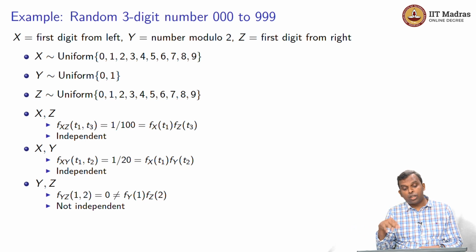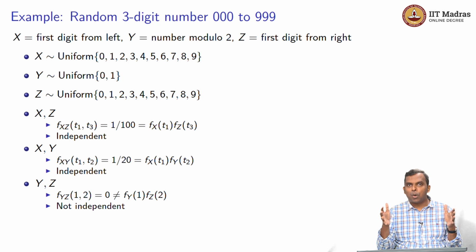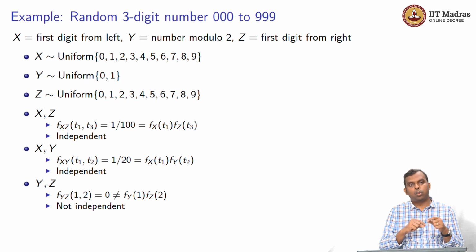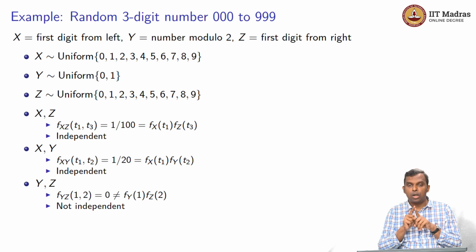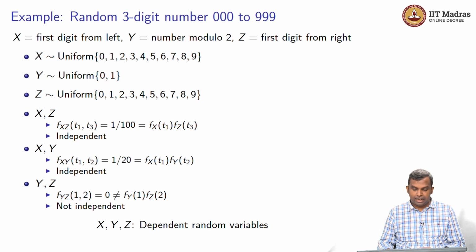On the other hand, the product of the marginals will work out to be 1 by 2 into 1 by 10, which is 1 by 20. So in this case, you have this problem that 1 by 20 is not equal to 0, clearly. So this is not independent. Okay, so you notice how this is working out. 1 and 2 can never happen together, but 1 can happen by itself, 2 can happen by itself. There's no problem there, but 1 and 2 cannot happen together. So this is how you check that Y and Z are not independent. So if Y and Z are not independent, clearly X, Y and Z are also not independent. So that's a not independent case. These are dependent random variables.